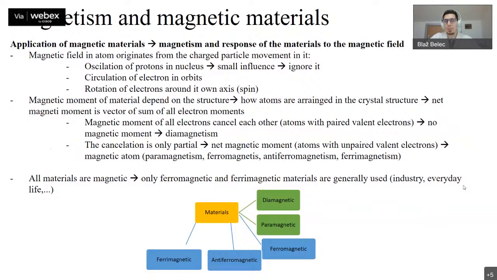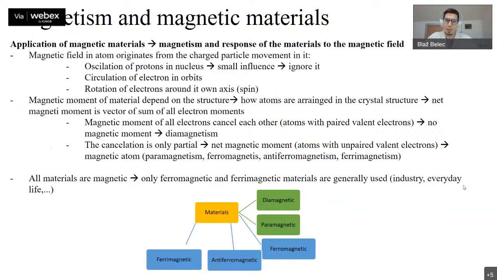We don't have the net magnetic moment, and we got diamagnetic material. If the cancellation is only partial, we got some net magnetic moment. This happens in the atoms with unpaired valence electrons, and we got magnetic material, or the magnetic atoms. And here we observe, first of all, paramagnetism, and with that also antiferromagnetism, ferrimagnetism. So basically, all the materials are magnetic, even those that we called non-magnetic.